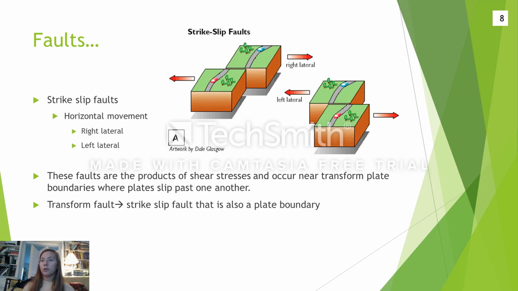So these types of faults produce shear stresses, and they're characteristic of transform plate boundaries. So it's where the plates are going to slip past one another. A great example of this is the San Andreas fault. So, prime example. Eventually it's going to just go right on top of one another.